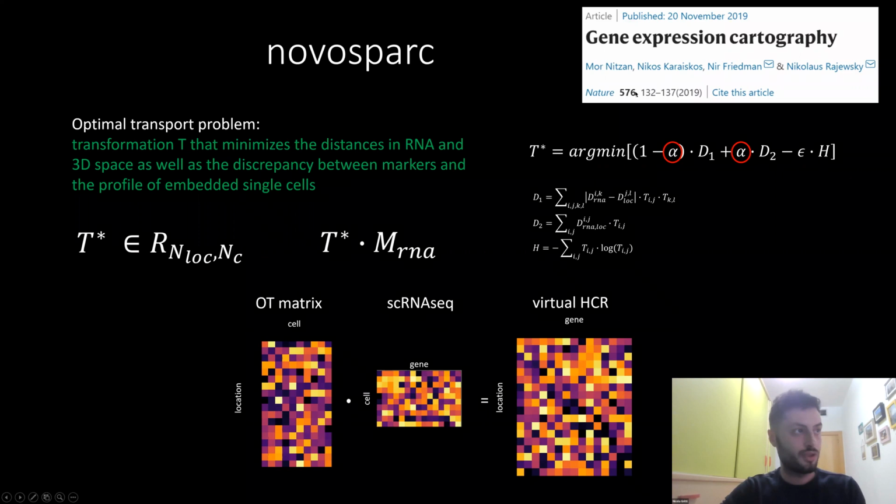The mathematical description of this is here. I will not go into the detail. I just want to mention that this parameter alpha is quite important and can be tuned in order to give more importance to the marker gene expression from the HCR, or to the assumption of the algorithm that cells that are close in space also share a similar transcription profile. But essentially, when this minimization problem is solved, one obtains an optimal transport matrix, which has dimensions of number of locations by number of cells, and which is then multiplied by the single cell RNA sequencing matrix to obtain a virtual HCR transcriptomic profile.